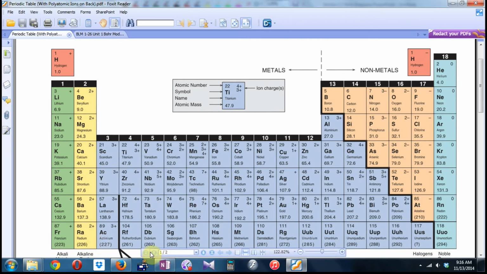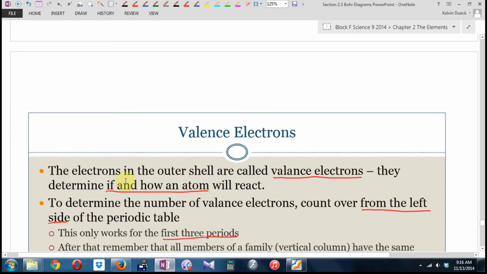Back to our notes. Is that on the test? Yeah, but I'll make sure it's clear. If I ask you about it, I'll make very sure that it's clear which one I want. Okay?